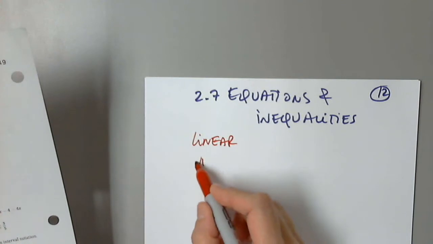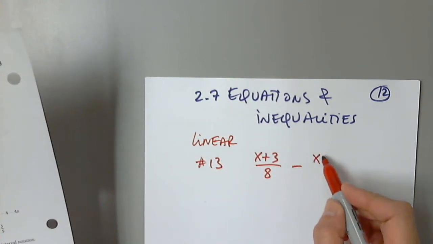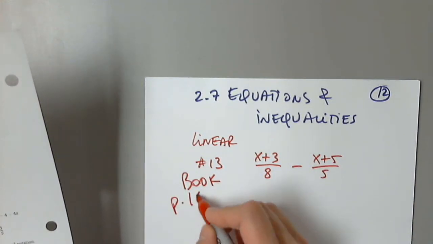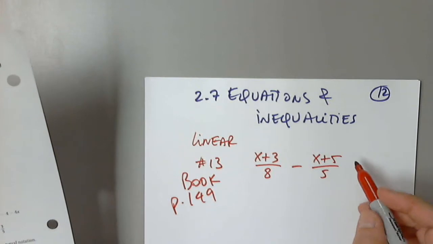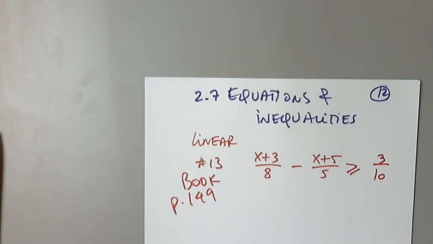And here is one, number 13. X plus 3 over 8 minus x plus 5 over 5. So we are back to the book. And this is page 149. Greater than or equal to 3/10. And I remember, Caleb, last time he asked you what's the difference between an absolute value equation and inequality. So that's our next step. Okay, so this is linear.